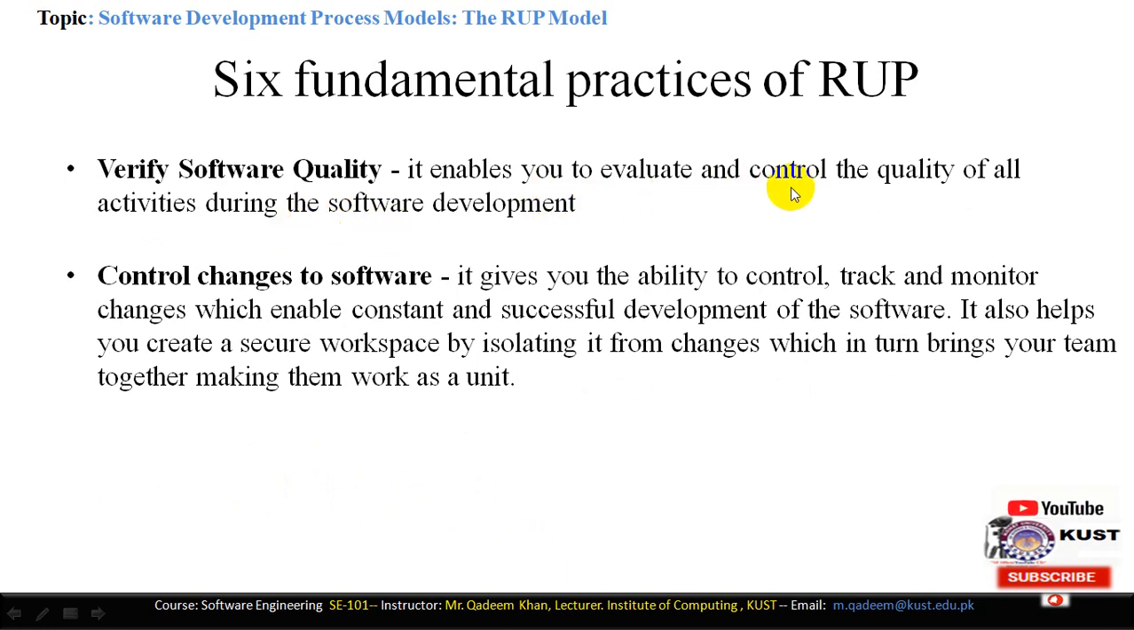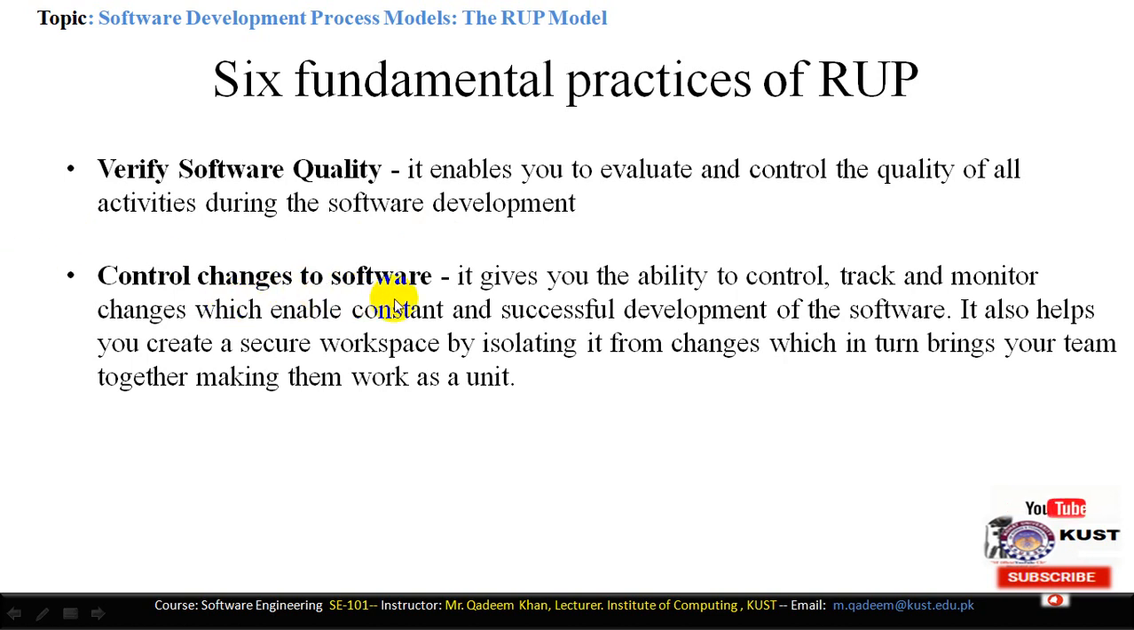So it enables you to evaluate and control the quality of all activity during the software development. Basically, the quality is obtained through UML because UML develops the software using a visual layout. Also it gives us good patterns and good frameworks. So that's why, through using these good frameworks and patterns, we can achieve high quality.